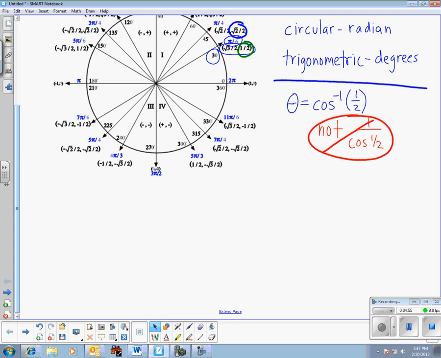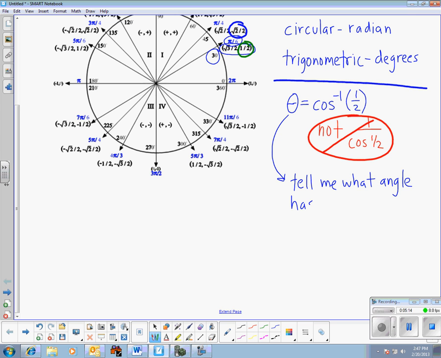So what does this mean if it doesn't mean 1 over cosine of 1/2? What this means is, tell me what angle, and since I've said theta equals instead of x equals, I'm asking you for an angle, not a radian measure. Tell me what angle has a cosine of 1/2. Okay, not so bad.